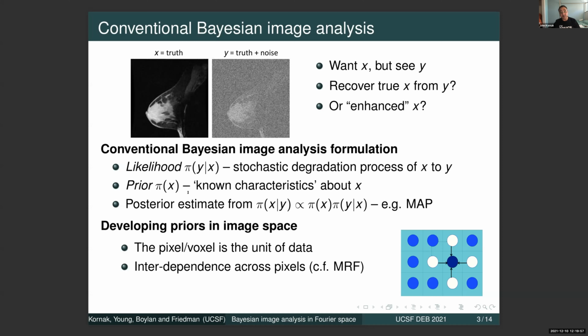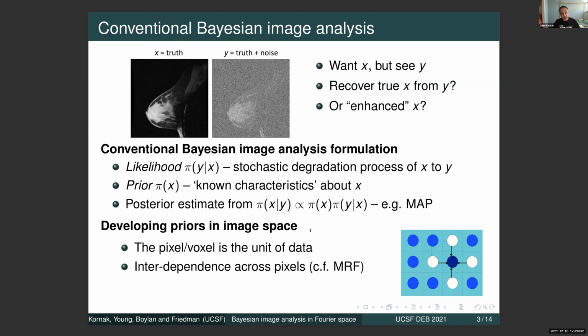Then we have a prior that we're describing the known characteristics about X. This is where we're telling the machine that these are the kind of reconstructions we like for whatever reason. Whether we want things that are smooth or whether we can detect edges in there, all of this goes into the prior. And then we use Bayes' theorem to get a posterior estimate just by multiplying the prior by the likelihood and extracting the most probable reconstruction from there.